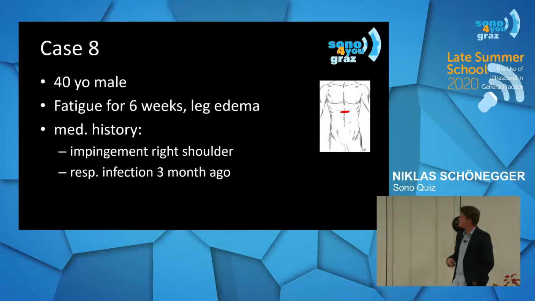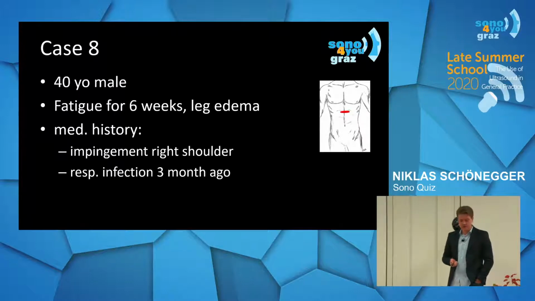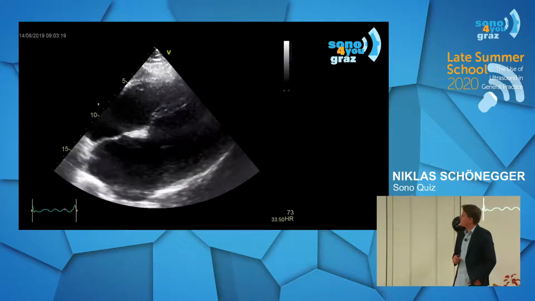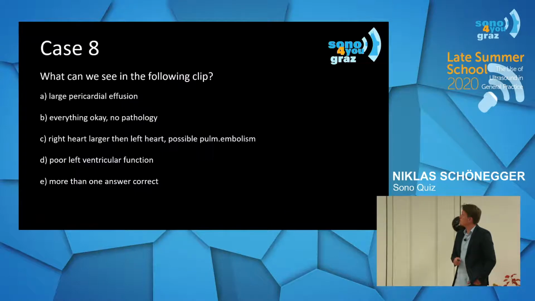So the next patient presents with fatigue. In this case, a 40-year-old male presented to you with fatigue for 6 weeks. He also describes some shortness of breath on exertion and leg edema. In his medical history, he had impingement of the right shoulder for years, and he also reported that he had a respiratory tract infection 3 months ago. That was everything he could tell you. And this is what you got when you put the probe on his heart.